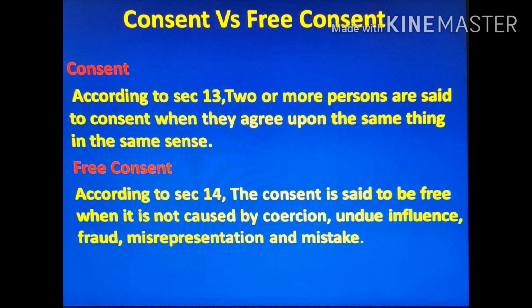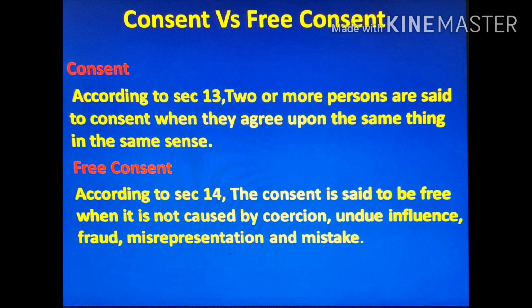According to section 13, two or more persons are said to be consent when they agree upon the same thing in the same sense. That is what we understood as consensus ad idem, right? So this definition doesn't include the word free and genuine. Someone threatened you or someone emotionally blackmailed you to give your consent or willingness to a contract. Can you call it a valid consent? No, because consent must be free and genuine.